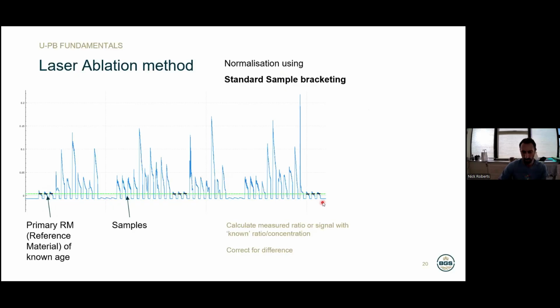This blue line is just one of the signals, the uranium signal here. So we have blocks of standards, and in between we're going to run our samples. We're going to calculate our measured ratio or signal and compare that with our known ratio, and we're going to correct for that difference. By using this standard sample bracketing, if there's any drift in time through the session, we can interpolate that with a spline through the data.